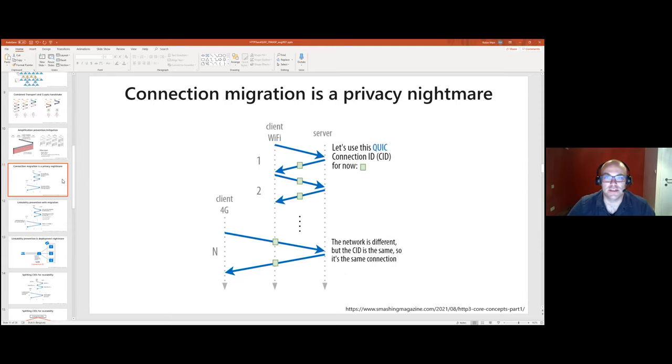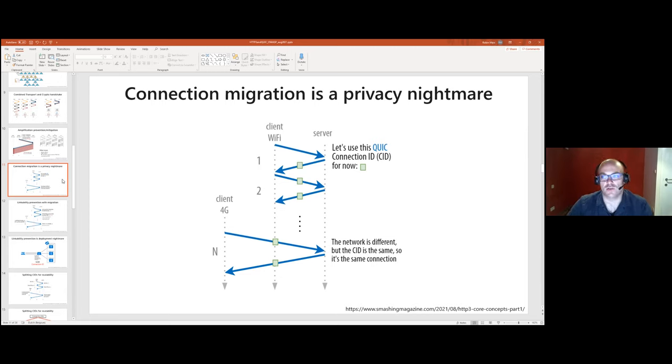So the idea is in TCP, your connection is defined by the four-tuple, right? The two IP addresses and the two ports. And once you change one of those, your connection breaks down. So the typical example is called the parking lot problem, where you are inside on Wi-Fi and you move outside to the parking lot and you disconnect from the Wi-Fi and you reconnect to the 4G. You switch networks, you switch IPs. So all your existing TCP and TLS sessions have to be torn down or just can't be used anymore. You have to set up new ones because you changed IPs, right?